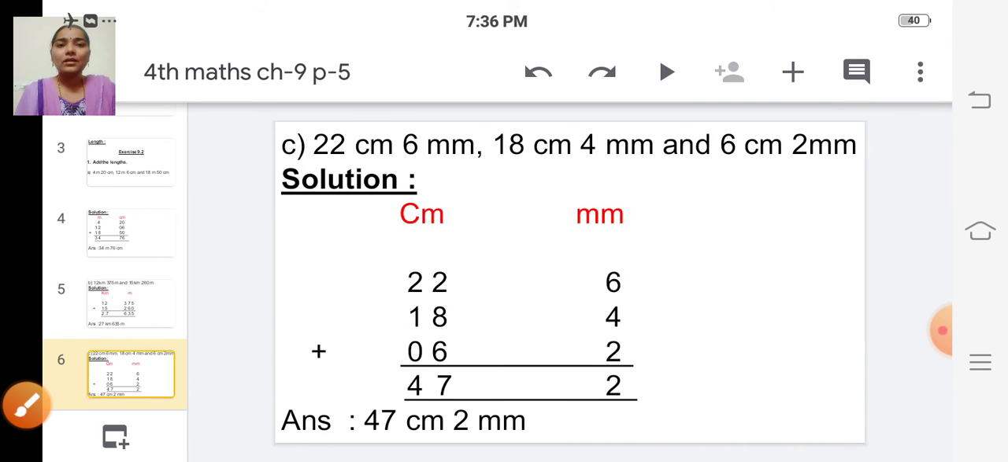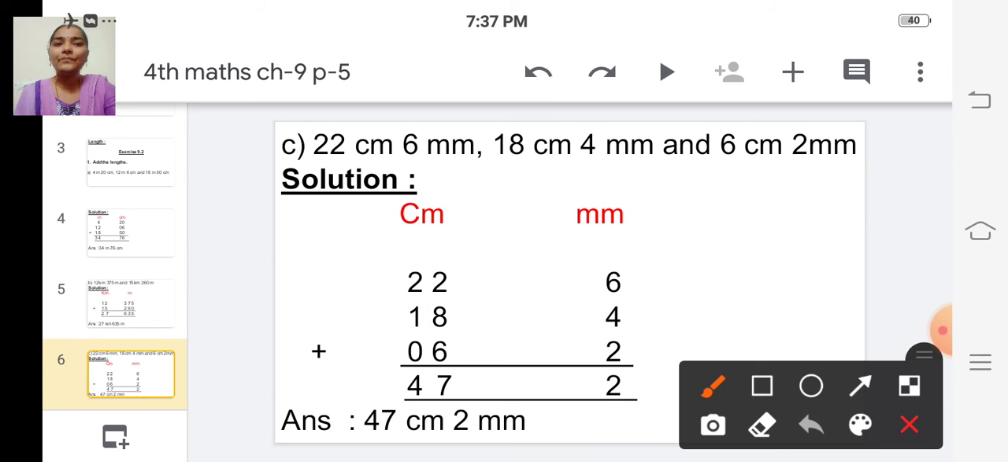Okay. The first length is 22 centimeter 6 millimeter and the second length is 18 centimeter 4 millimeter and the third length is 6 centimeter 2 millimeter. So we are going to add these three lengths. Okay. 3 lengths. 1, 2, 3. Okay. So we are going to add these 3 lengths.